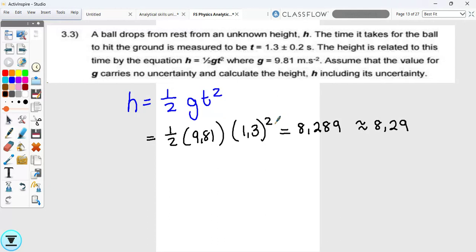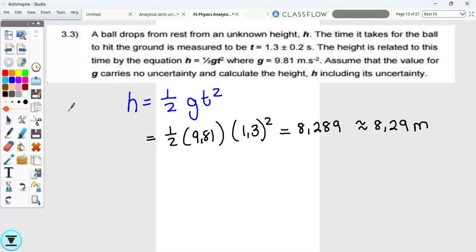Okay, and this is a height. So what are we going to put the unit as? Yeah, height is just in meters. And if you were wondering why we're using meters and not centimeters, you go and look at your constant. Yes, because that's meters per second, and therefore our answer will be in meters as well. So that is our actual answer. And now we're going to have to get the uncertainty.